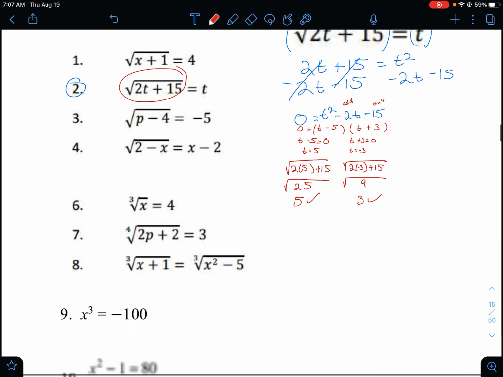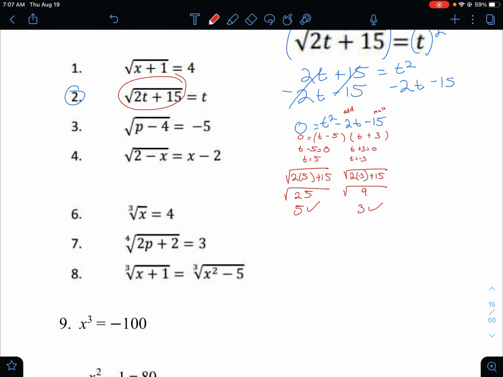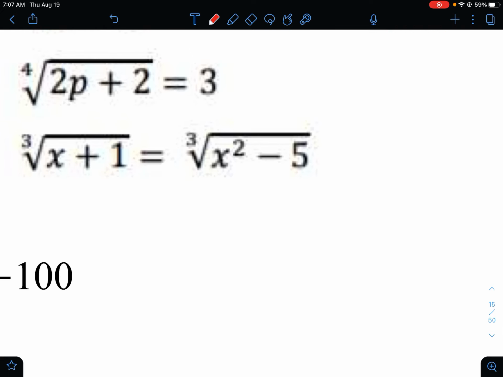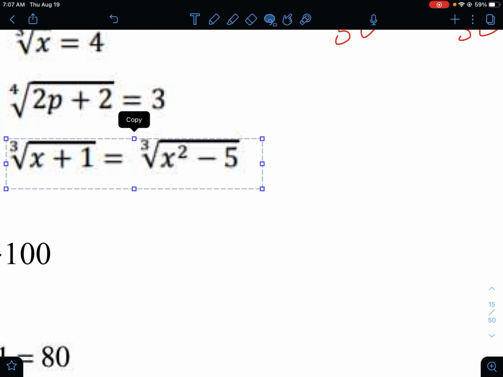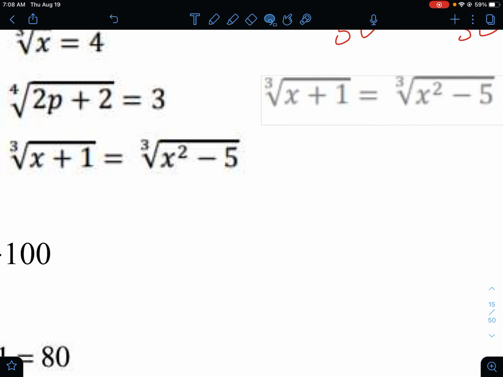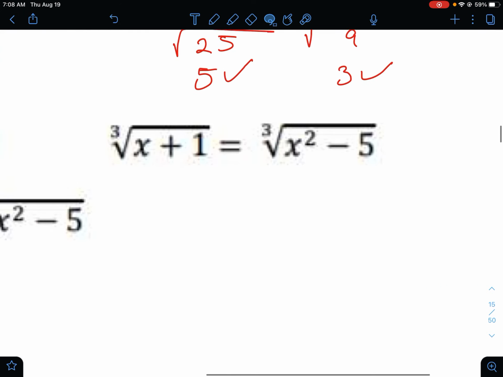All right. Let's go ahead and do, I don't know, we could do number 8. I feel like that's going to trip people up. All right, so for number 8 here, again, we have to try and get rid of the roots here.